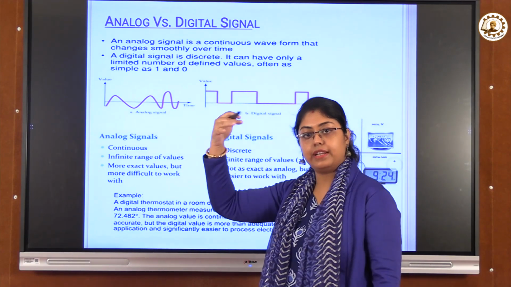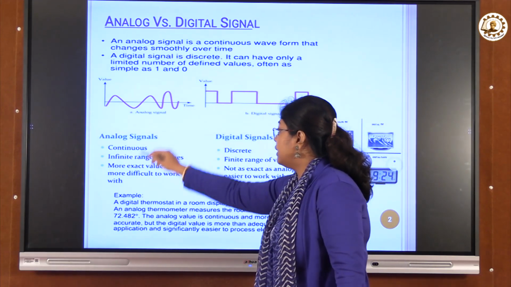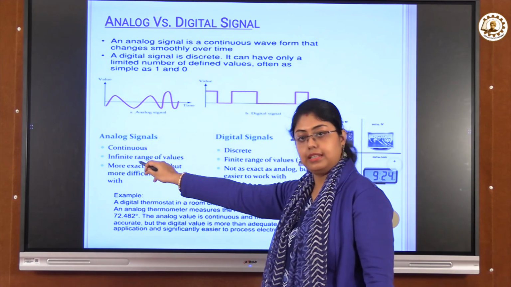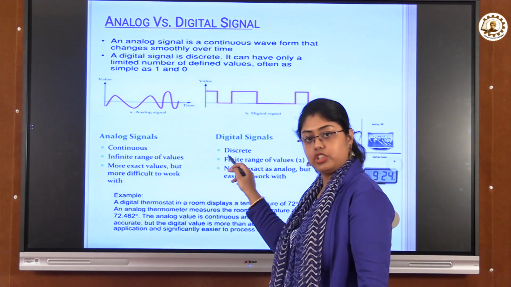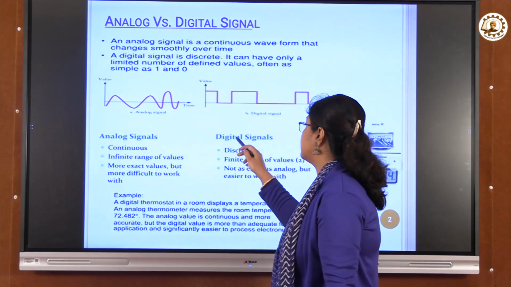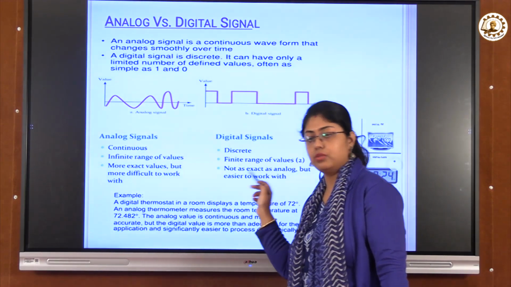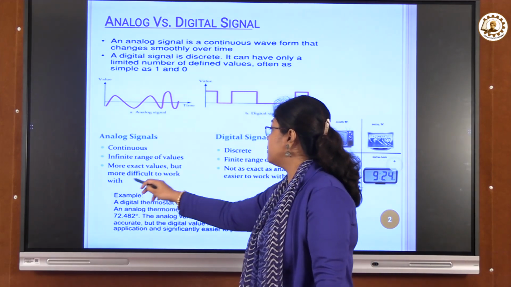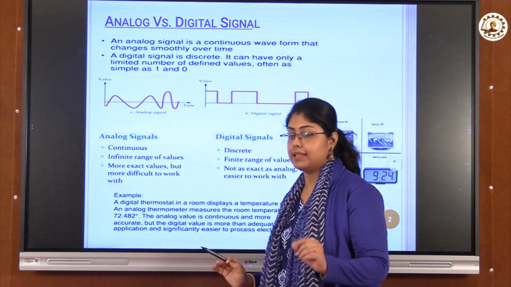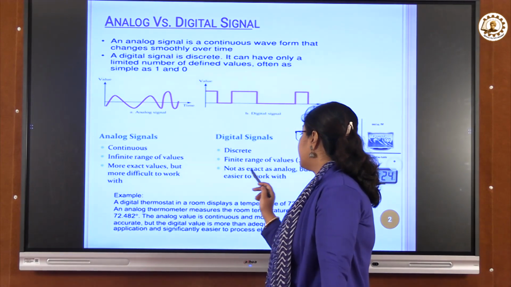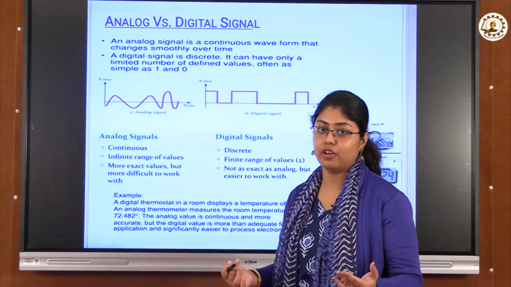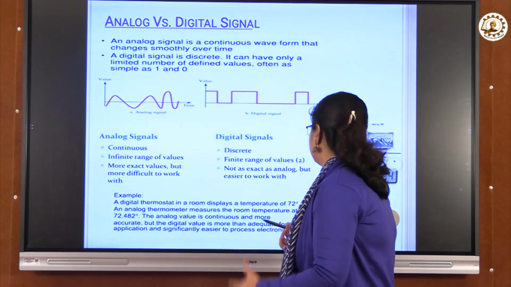So, wave, pulse wave kind of nature. Here I have summarized whatever I have said till now. Analog signals are continuous in nature, digital signals are discrete in nature. Analog has an infinite range of values; obviously all the values are available for analog signals, but digital signals have a finite range of values. Next, analog has more exact values but is more difficult to work with. Exact values are there, but there are some difficulties that I am coming to. Digital is not as exact as analog, but easier to work with. So obviously one advantage we have arrived at already, why we are starting digital.